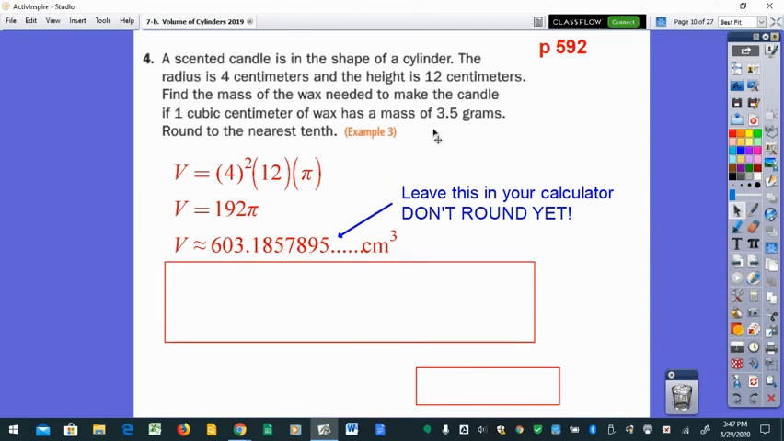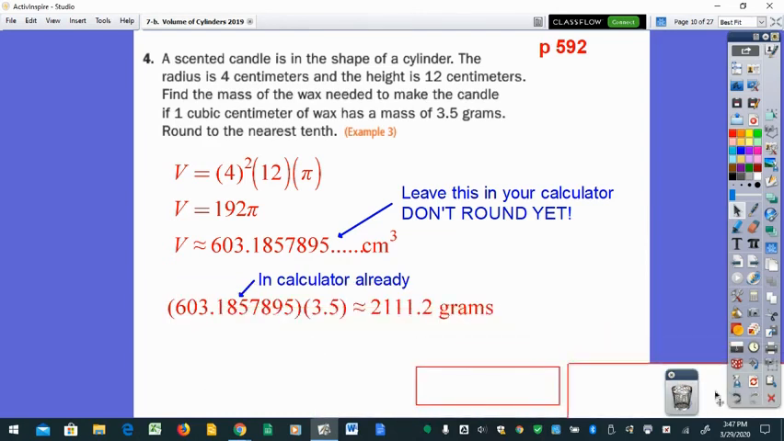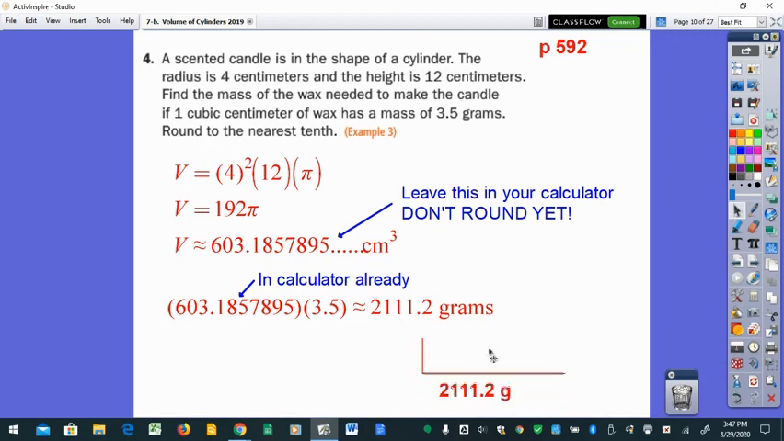Now to get the weight, we're going to multiply by the 3.5 grams per 1 cubic centimeter. So we're going to multiply by 3.5. And when we do that, we get about 2,111.2 grams would be the weight of the candle. Again, if you need to pause and take a look at this, take a look.